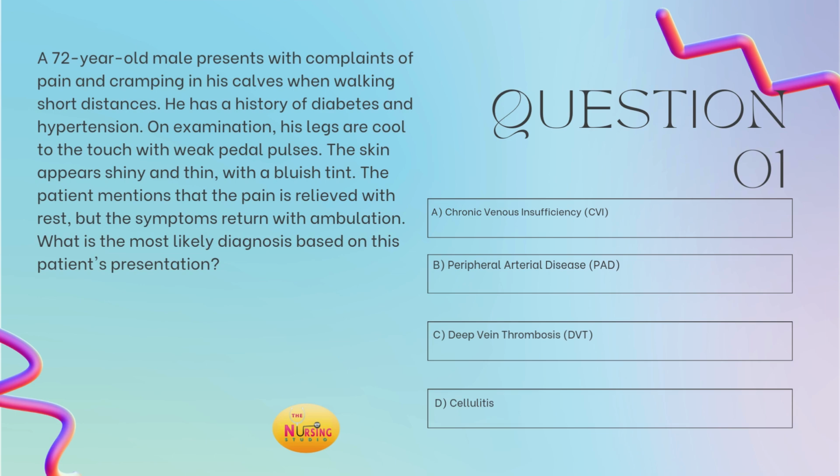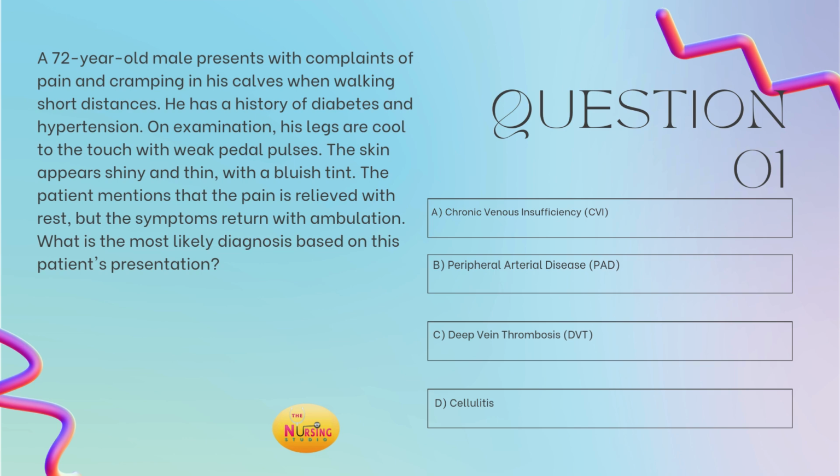All right, question number one. A 72-year-old male presents with complaints of pain and cramping in his calves when walking short distances. He has a history of diabetes and hypertension. On exam, his legs are cool to touch with weak pedal pulses. The skin appears shiny and thin with a bluish tint. The patient mentions that the pain is relieved with rest, but the symptoms return with the ambulation. What is the most likely diagnosis based on this patient's presentation?